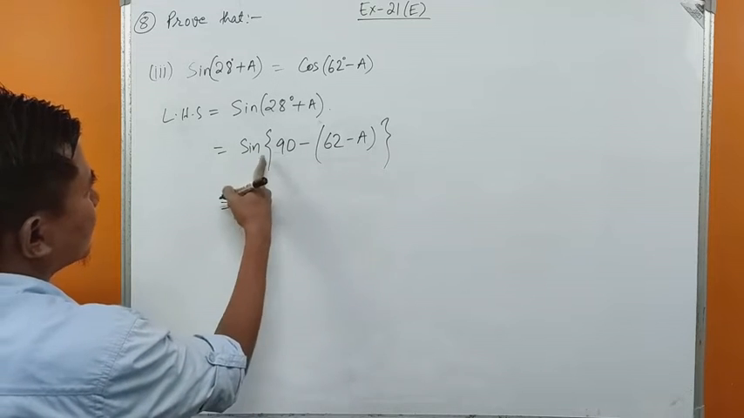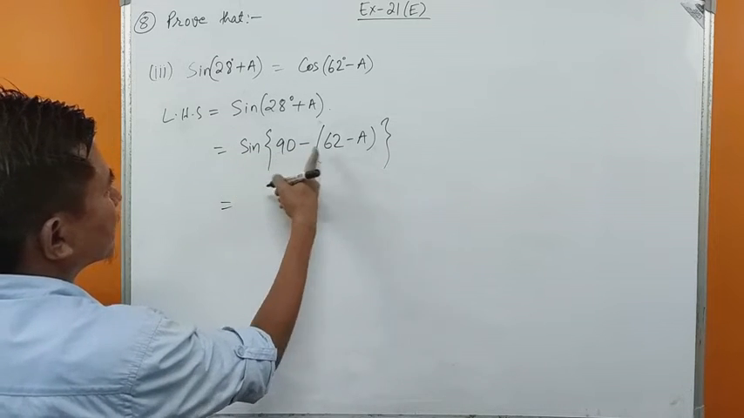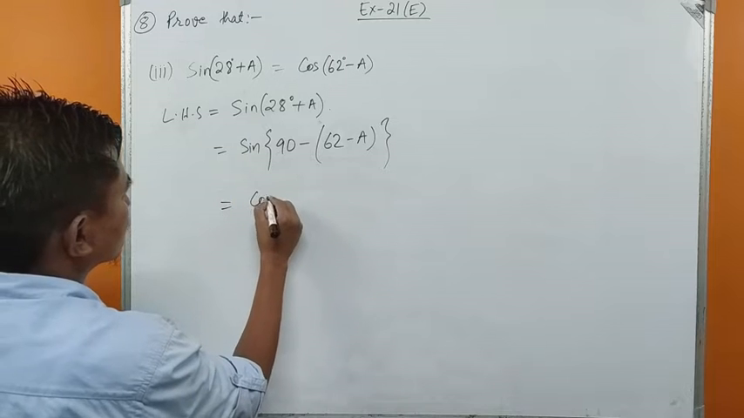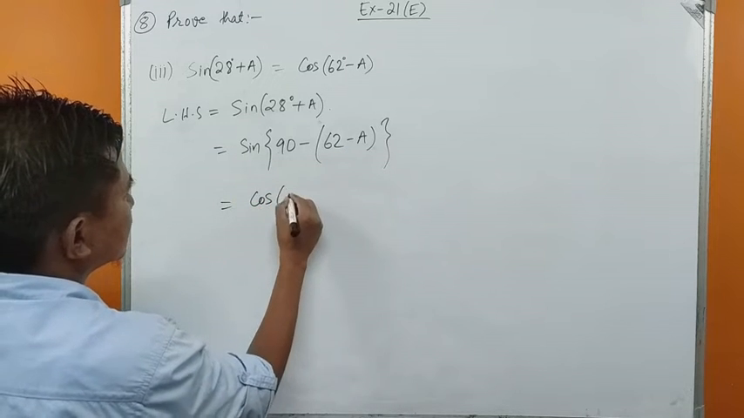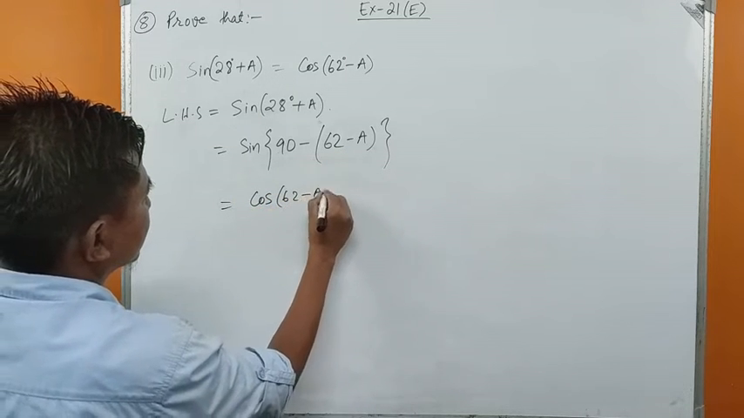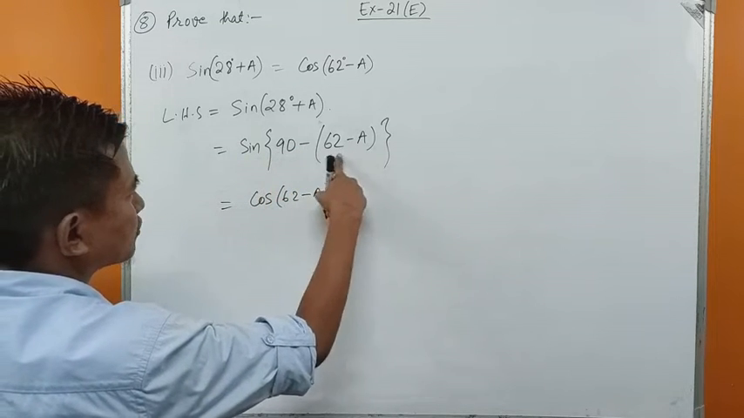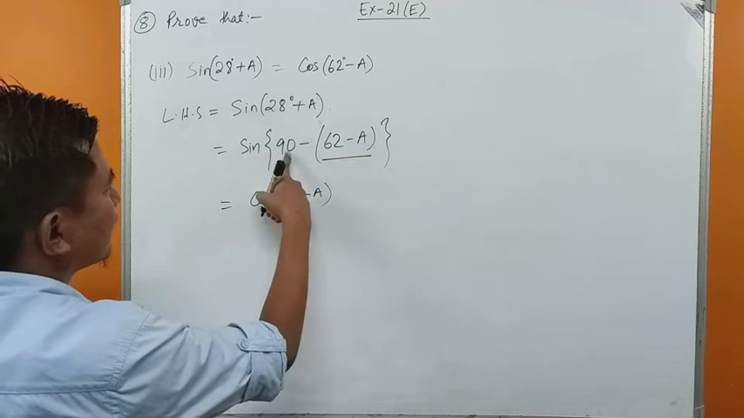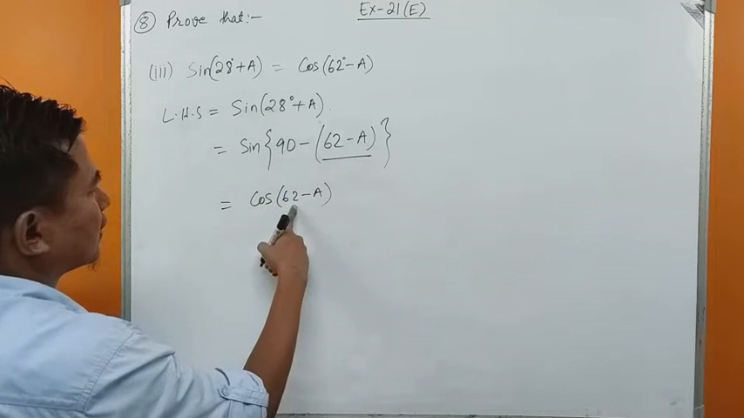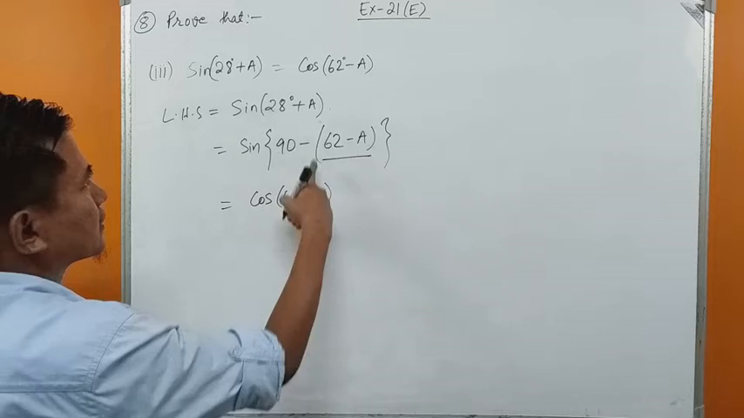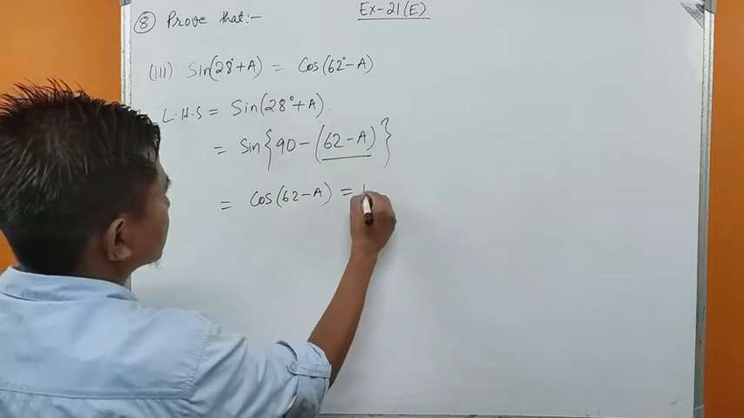So we have sine 90 minus theta. Sine 90 minus theta is cos theta, isn't it? So cos, what is theta? Theta is 62 minus a. Sine 90 minus theta is cos theta. That is cos 62 minus a. This is what we have in the right hand side, hence proved.